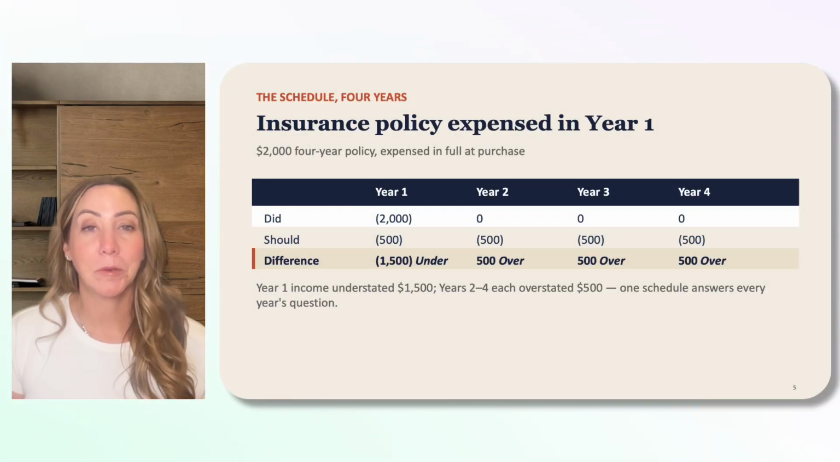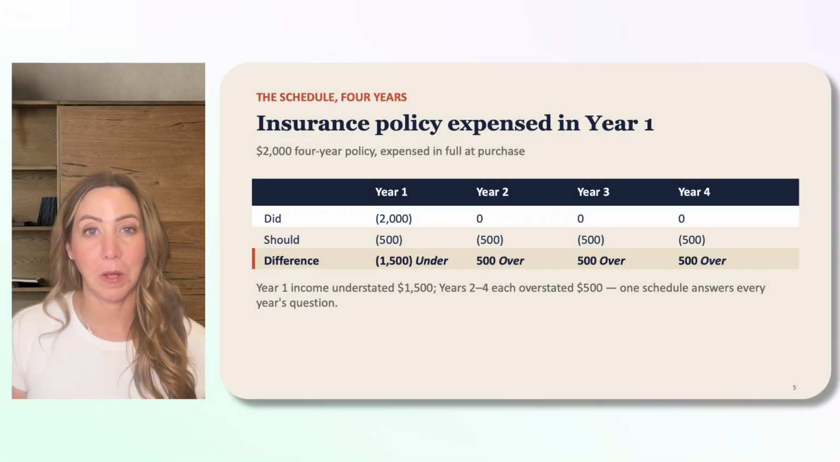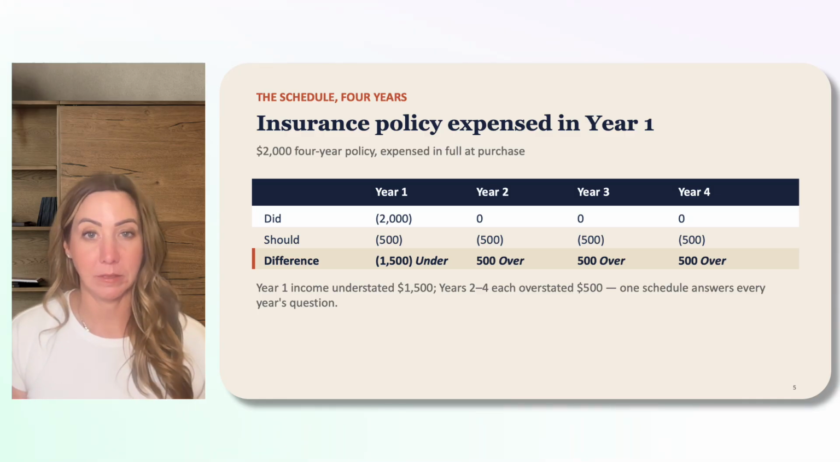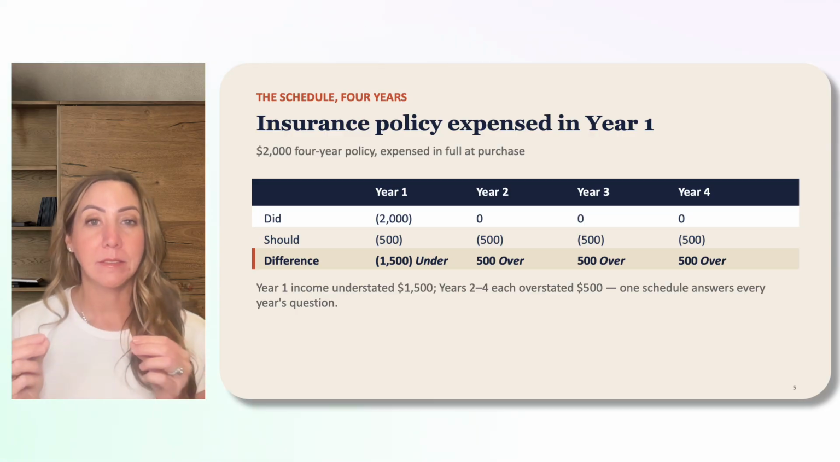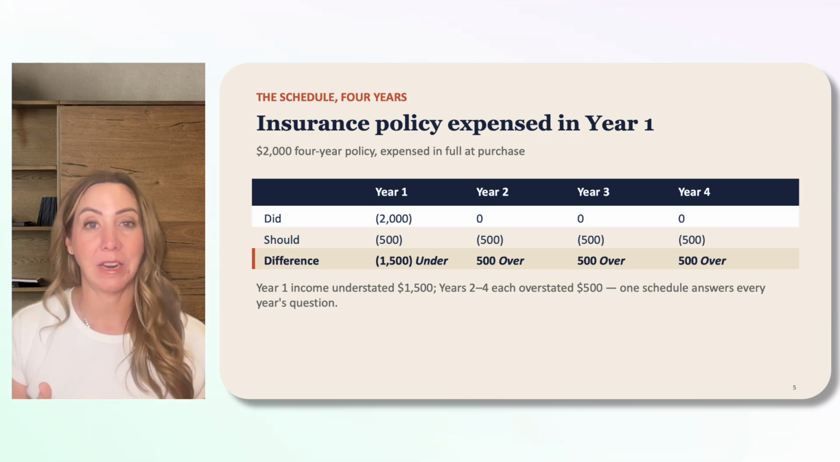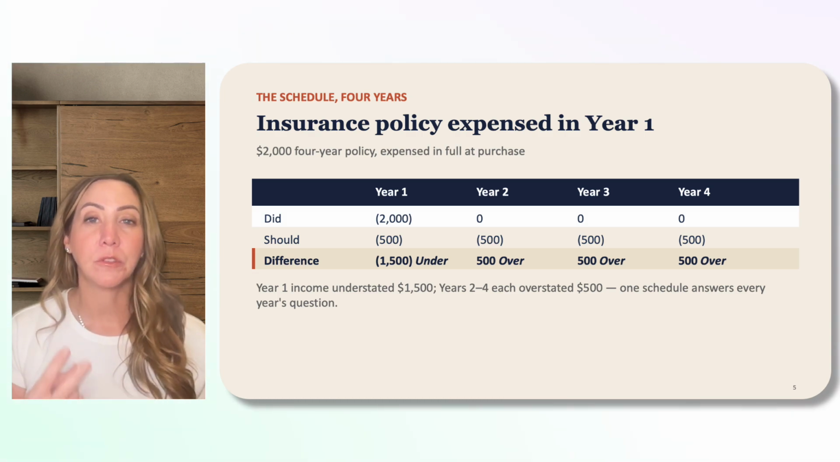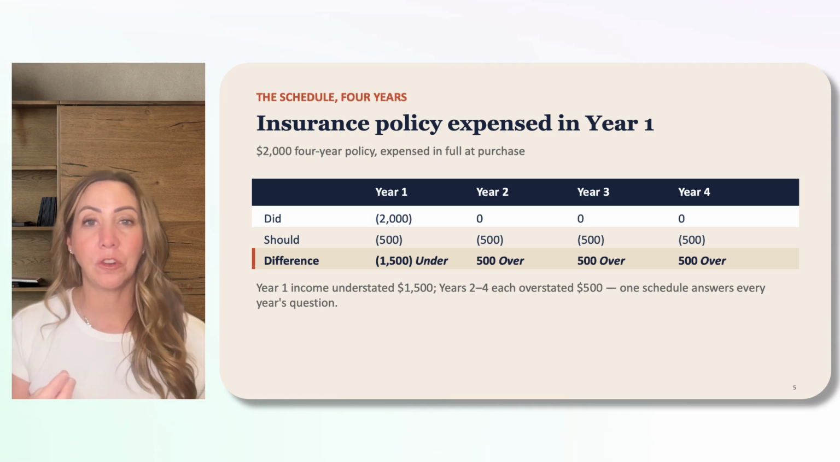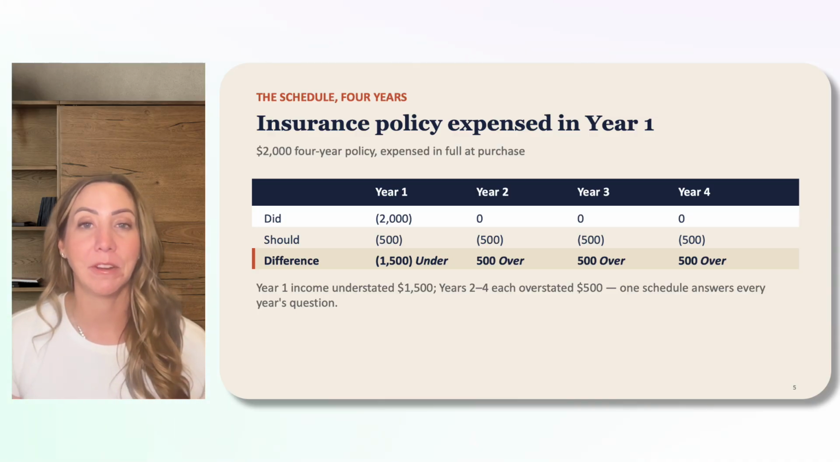Here's a did-should table depicting an error related to an insurance policy. In year 1, the company paid $2,000 for a 4-year insurance policy and expensed the entire thing immediately. What they did, $2,000 of expense in year 1, 0 in years 2, 3, and 4. What they should have done, $500 a year in expense for 4 years. Differences, year 1 income is understated by $1,500. Years 2, 3, and 4 each overstated net income by $500.